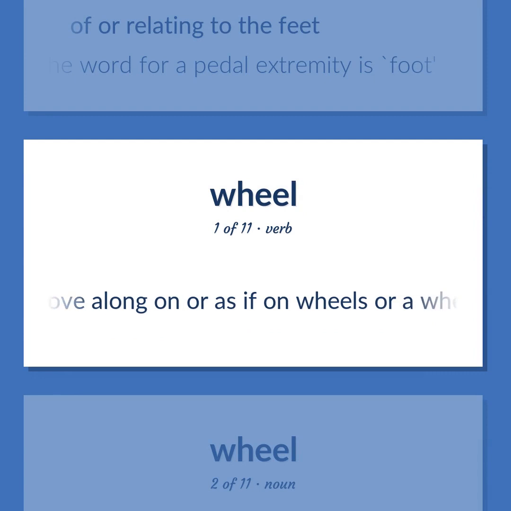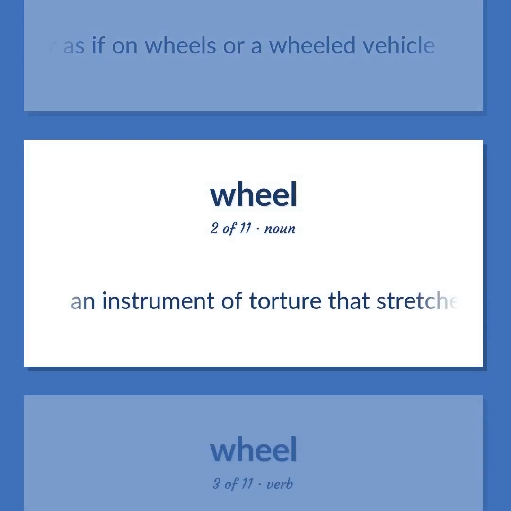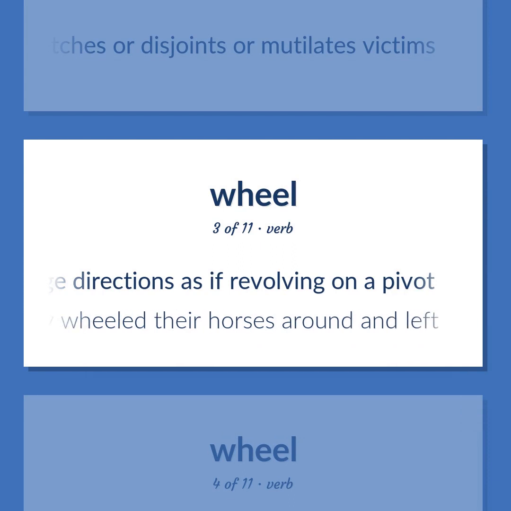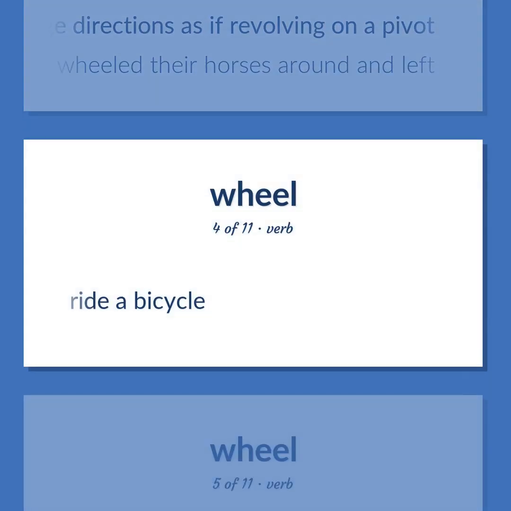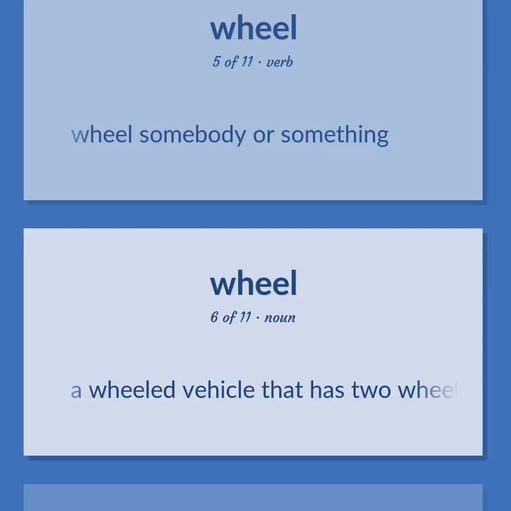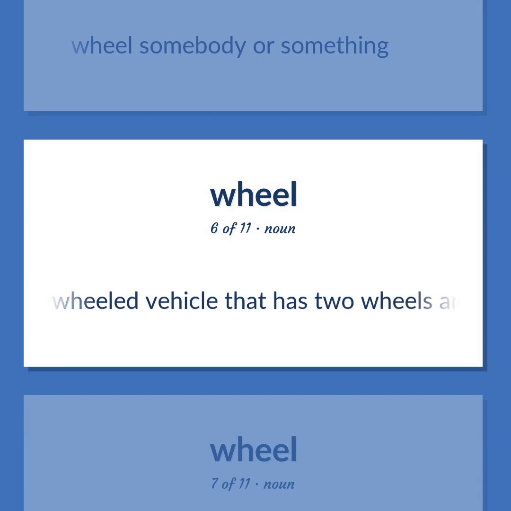Move along on or as if on wheels or a wheeled vehicle. An instrument of torture that stretches or disjoints or mutilates victims. Change directions as if revolving on a pivot. They wheeled their horses around and left. Ride a bicycle. Wheel somebody or something. A wheeled vehicle that has two wheels and is moved by foot pedals.